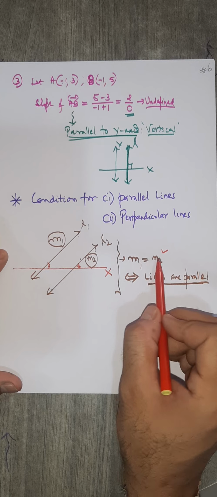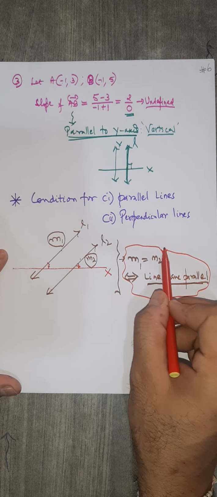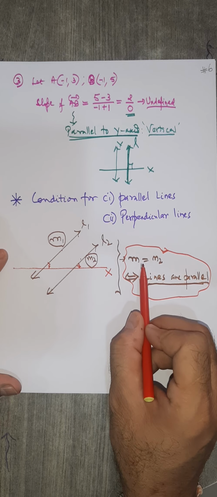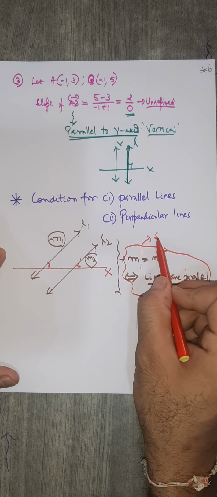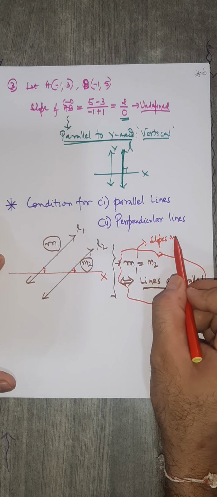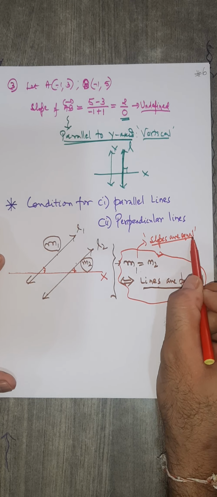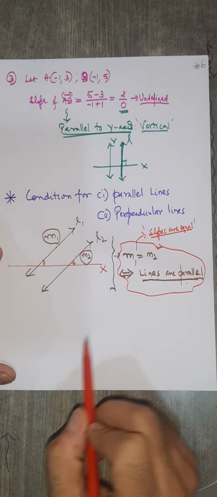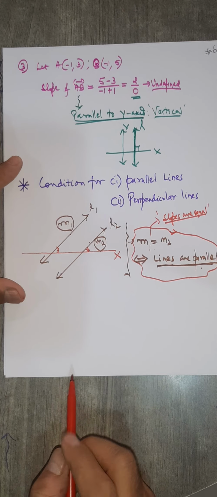But anyway, that proof is not important. What is important is this condition. What this condition says: lines are parallel if and only if slopes are equal. For two lines, if slopes are equal, that means the lines must be parallel. And vice versa. If lines are parallel, then the slopes must be equal. That's one condition for parallel lines.